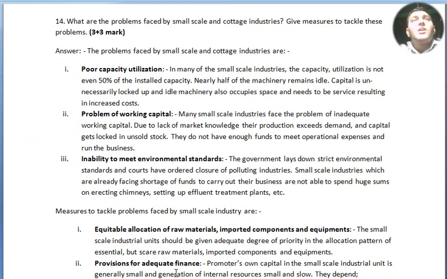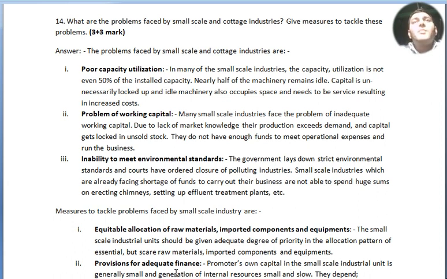Question number 14. What are the problems faced by small scale and cottage industries? Give measures to tackle these problems. The problems faced by small scale and cottage industries are: Point number 1, poor capacity utilization. In many of the small scale industries, the capacity utilization is not even 50% of the installed capacity. Nearly half of the machinery remains idle. Capital is unnecessarily locked up and idle machinery also occupies space and needs to be serviced, resulting in increased cost.